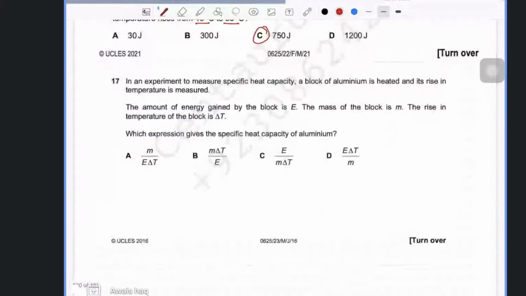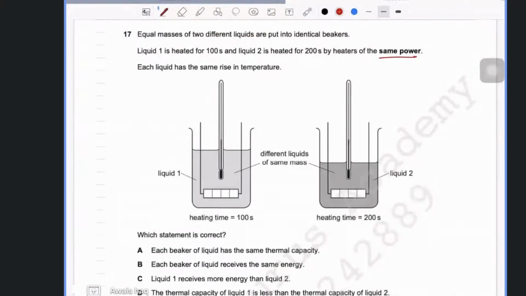And it says equal masses of two different liquids are put into identical beakers. Liquid 1 is heated for 100 seconds, liquid 2 is heated for 200 seconds by heaters of same power. Okay, so same power would mean that we are giving liquid 2 greater energy, right?